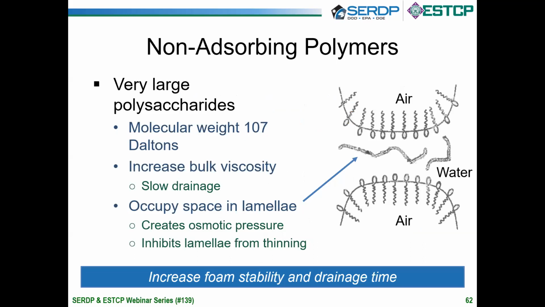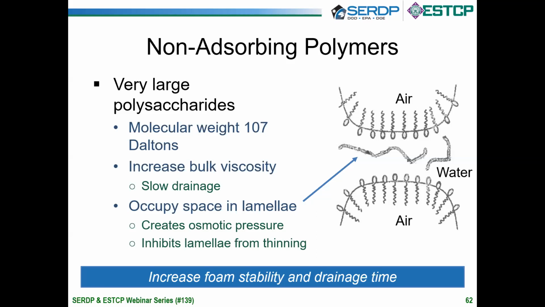Non-absorbing polymers have been used for a long time in foams, and they're generally very large polysaccharides. Molecular weight is typically 10 to the 7, so very, very big polymers. They're not surface active, they don't go to the interface, but they do increase the bulk viscosity significantly, and they slow down drainage. Typical AFFF drainage time might be 2 to 3 minutes, but by putting in these large polymers, we can slow drainage times down to several hours. So they make the foam more stable to drainage.